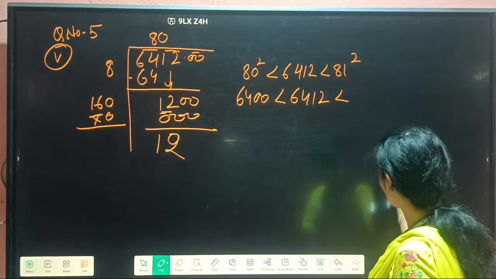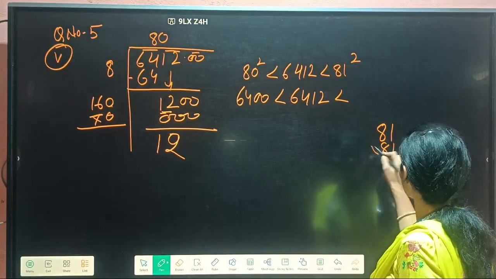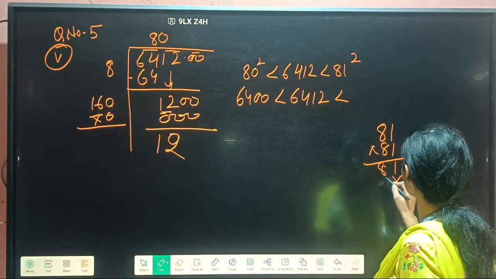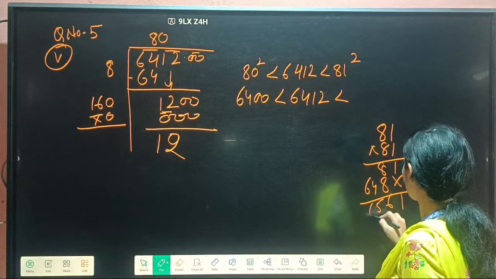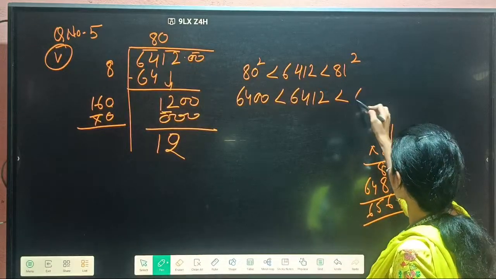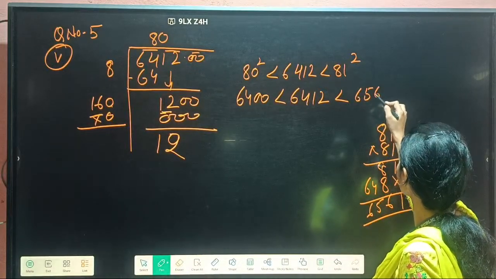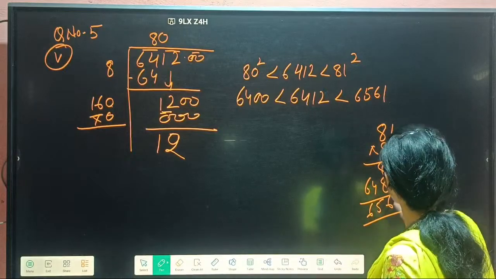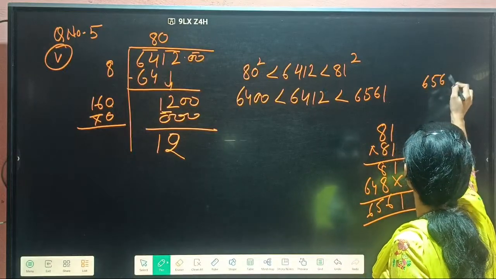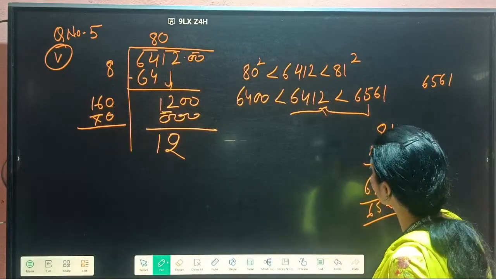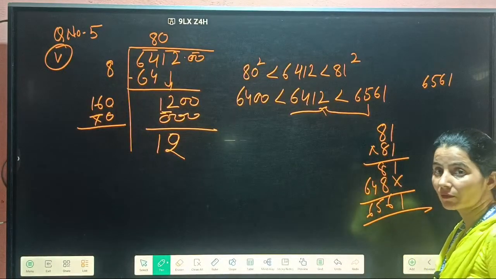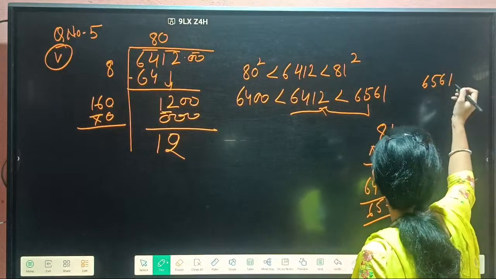What will be 81 square? 81 square will be 8 8s are 64, 1 16, 5, 6. Answer is 6561. So what must be subtracted from this? What must be added to this number? So from this number we are going to subtract our given number. We will get an idea what must be added.